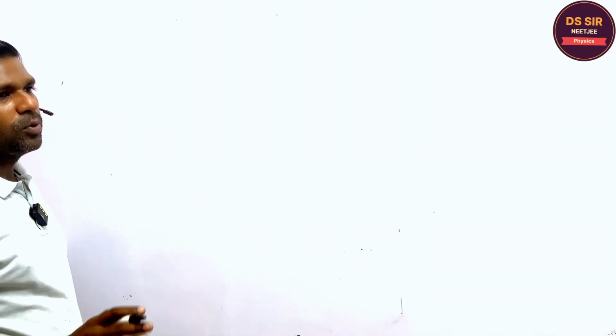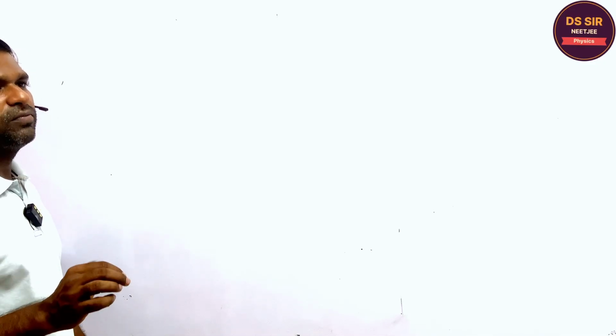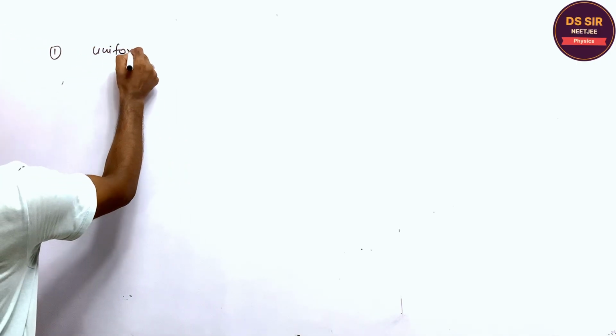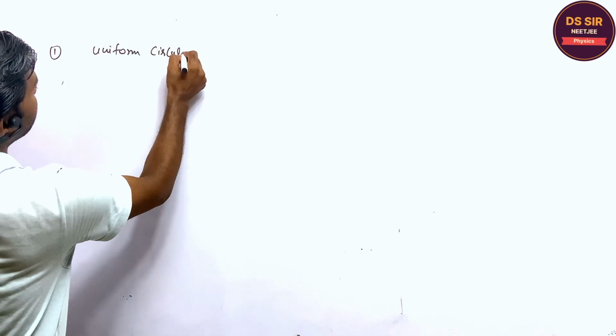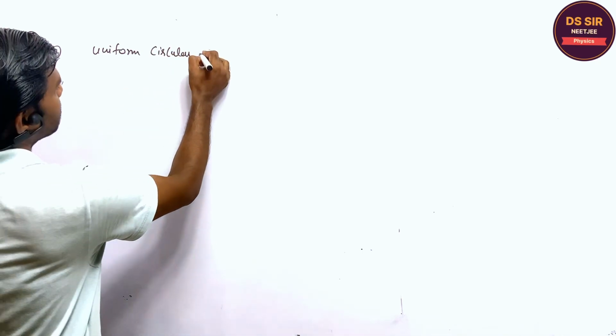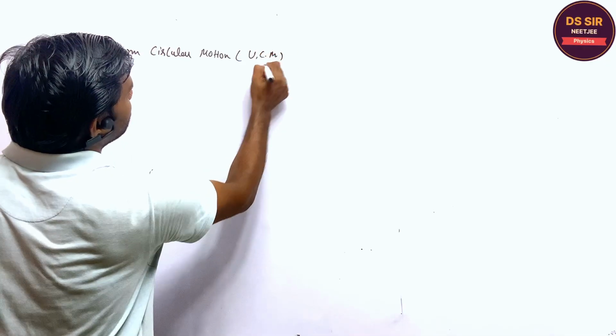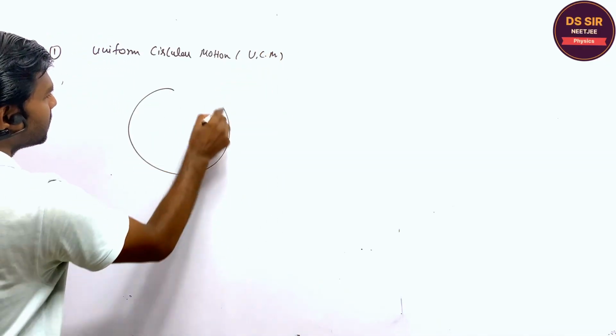Okay, so circular motion we are going to start here, right? There are two types of circular motion, the uniform circular motion and the non-uniform circular motion, right? So first I will discuss the uniform circular motion. Uniform circular motion. Can you tell me something about this? What is the uniform circular motion? UCM. Please tell something about this.